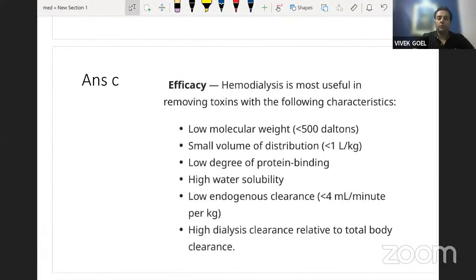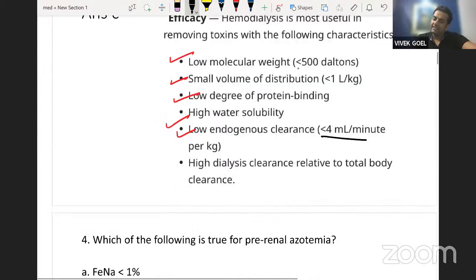As I already have told you, these are the places where dialysis can be used. The molecular weight must be less than 500 Daltons. The volume of distribution should be less than 1 liter per kg. Low protein binding, high water solubility, low endogenous clearance. So basically, when will you choose something to be dialyzed extracorporeally, exogenously? When it is not getting cleared endogenously. So the endogenous clearance must be less than 4 ml per minute per kg. I hope I'm clear to all of you. So it was relatively an easy question.